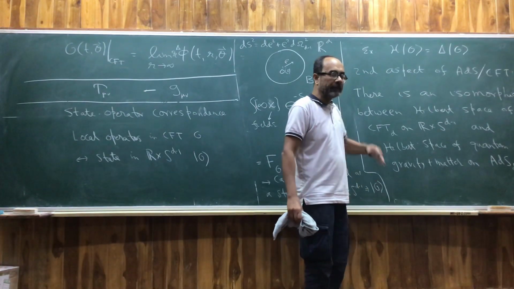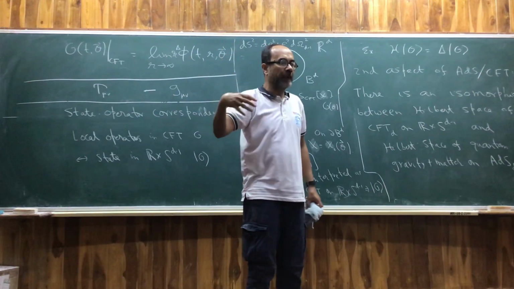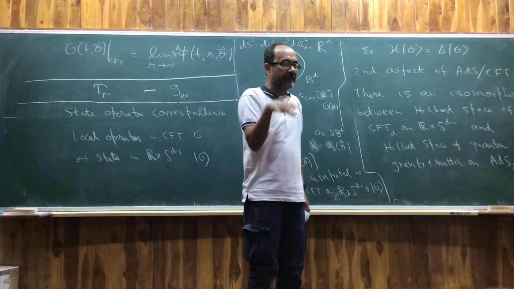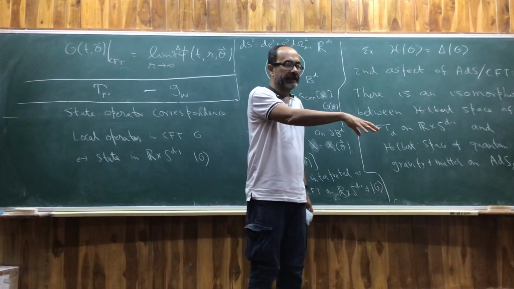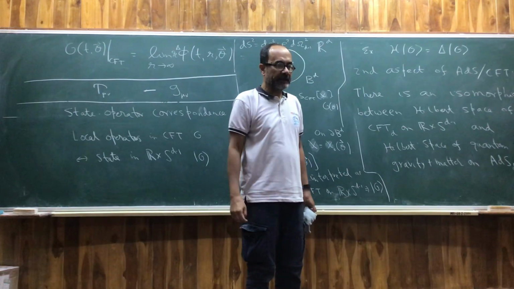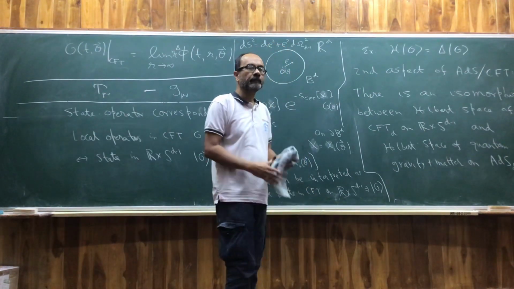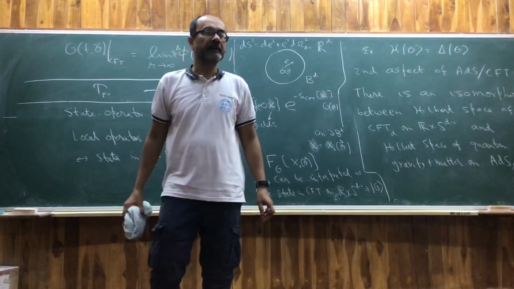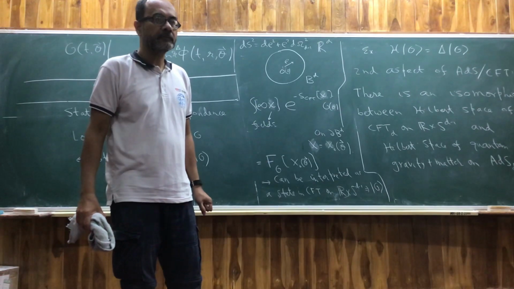The CFT has many operators, many primaries. For each of those primaries there should be a state in the CFT, and for each state in the CFT there must be a state in AdS. That's the isomorphism. Even for free quantum gravity, there should be an isomorphism between the Hilbert spaces.